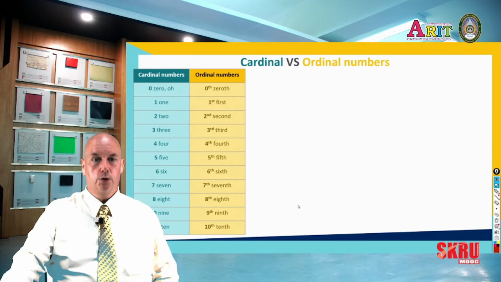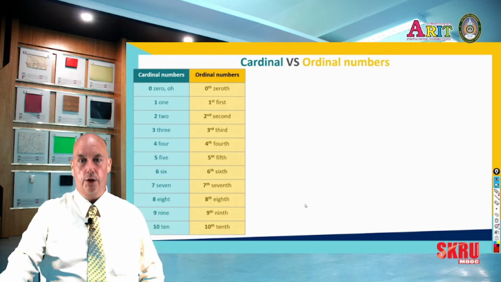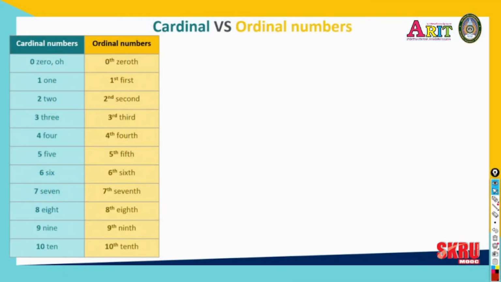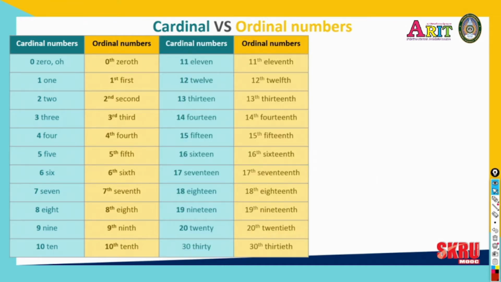1, first. 2, second. 3, third. 4, fourth. 5, fifth. 6, sixth. 7, seventh. 8, eighth. 9, ninth. 10, tenth. 11, 11th. 12, 12th. 13, 13th. 14, 14th. 15, 15th. 16, 16th. 17, 17th. 18, 18th. 19, 19th. 20, 20th.